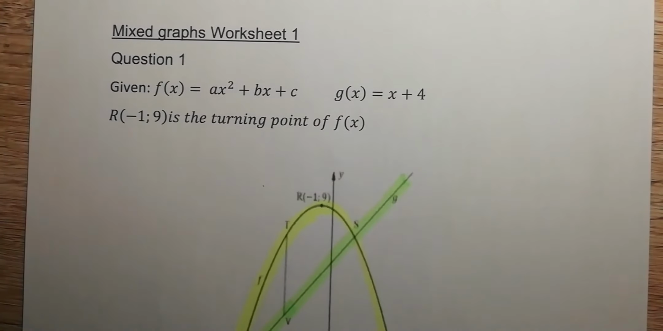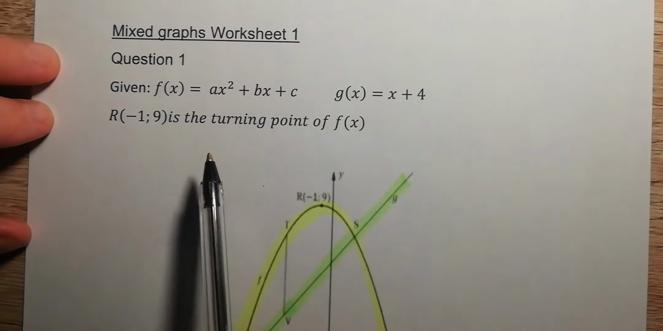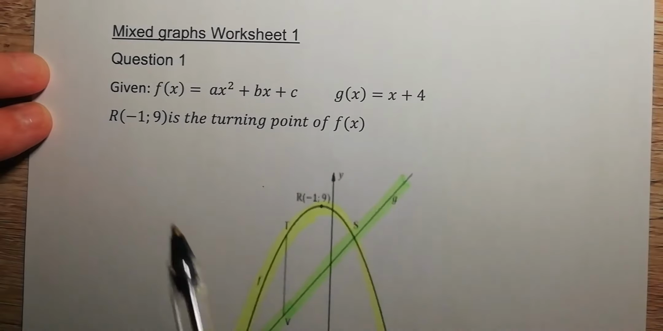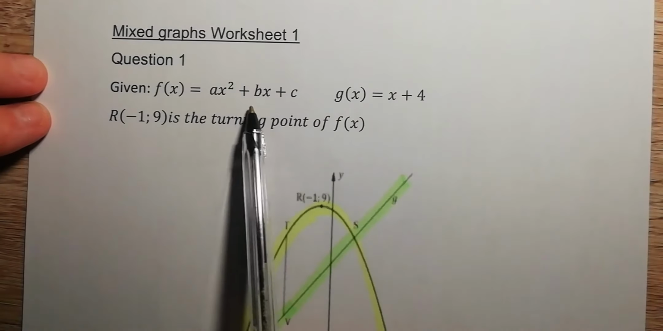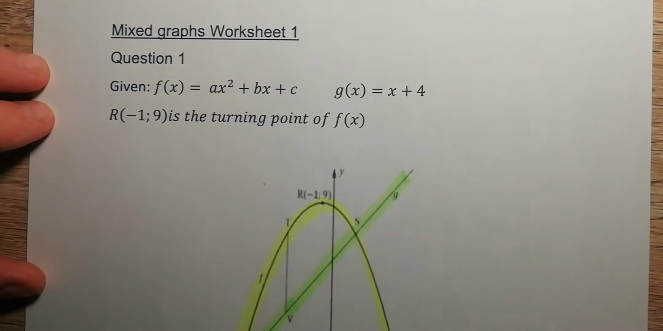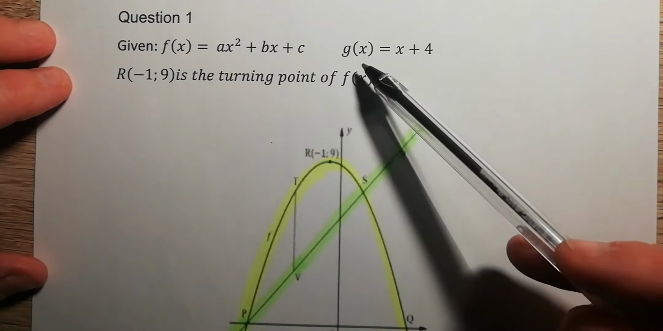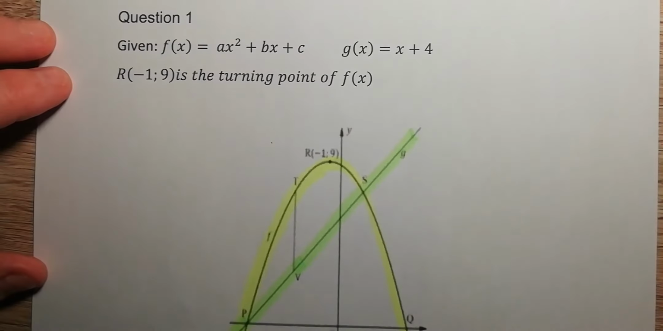Worksheet 1 of mixed graphs, mixed functions. We are going to look at question 1. They give us two functions. The one is f, where f of x is equal to ax squared plus bx plus c, and they give us the straight line function g of x is equal to x plus 4.